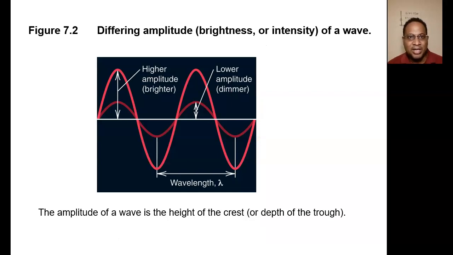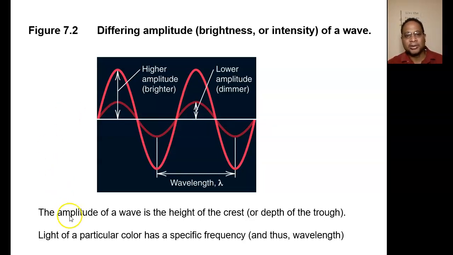So far, so good? All right, now let's look at the different amplitudes. When I say different amplitudes, I'm referring to the brightness or the intensity of your wave. If you look at the diagram here, the amplitude of the wave is the height of the crest or the depth of the trough. So this is your crest, this is your trough. This height from the center to the top represents the amplitude. So the larger the amplitude is, the brighter it is, and the smaller it is, the dimmer that amplitude would be. I hope this makes sense.